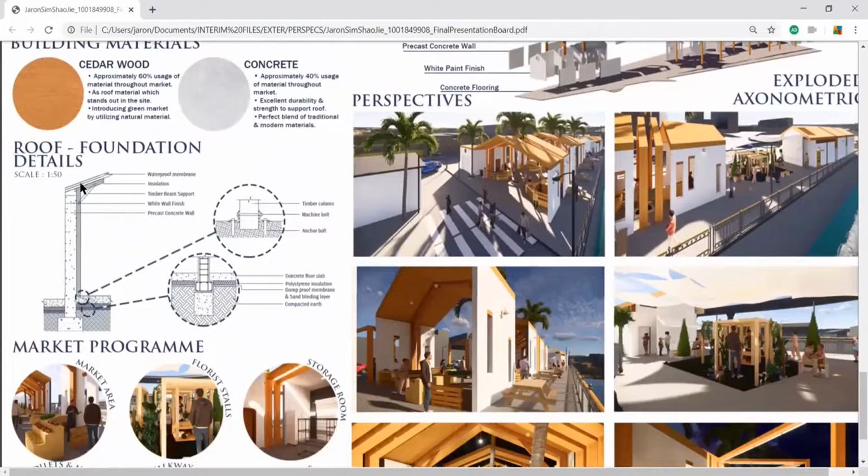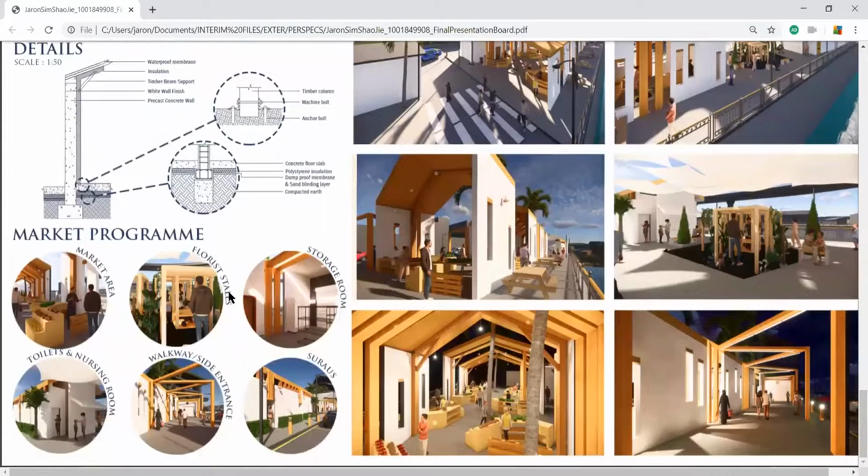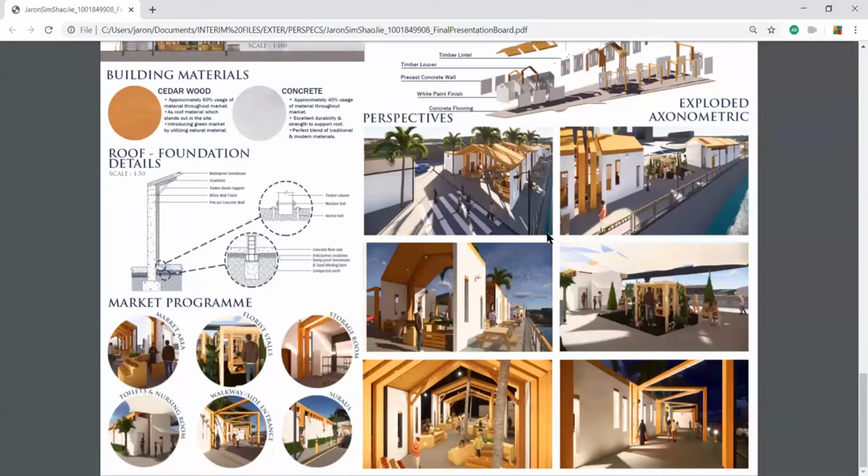Here I have my roof to foundation details, the sectional details for my precast concrete wall, the zoom-in details for how the timber columns connect to the ground, and the zoom-in section details for my foundation. Throughout my market, these are the programs running around: the market area, the florist stores, the storage room, the surau, the walkways and side entrance, and the dressing room, toilet and nursing room, the services area.